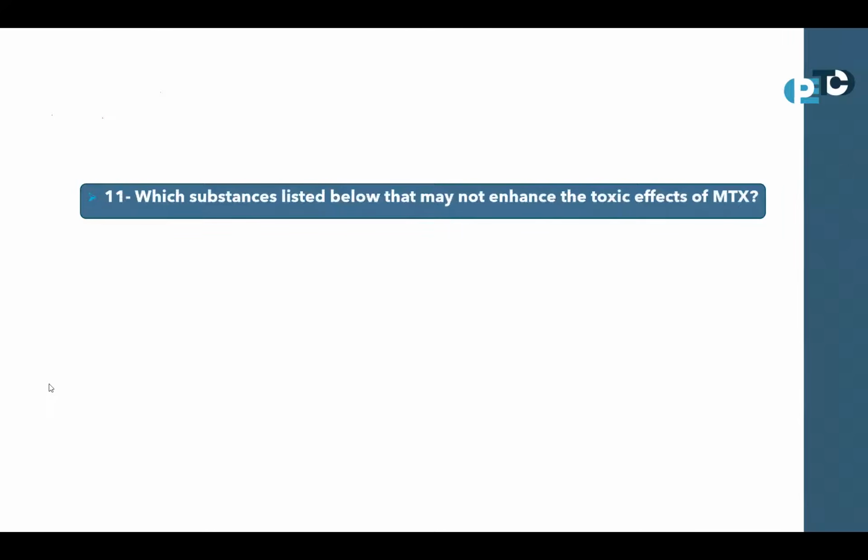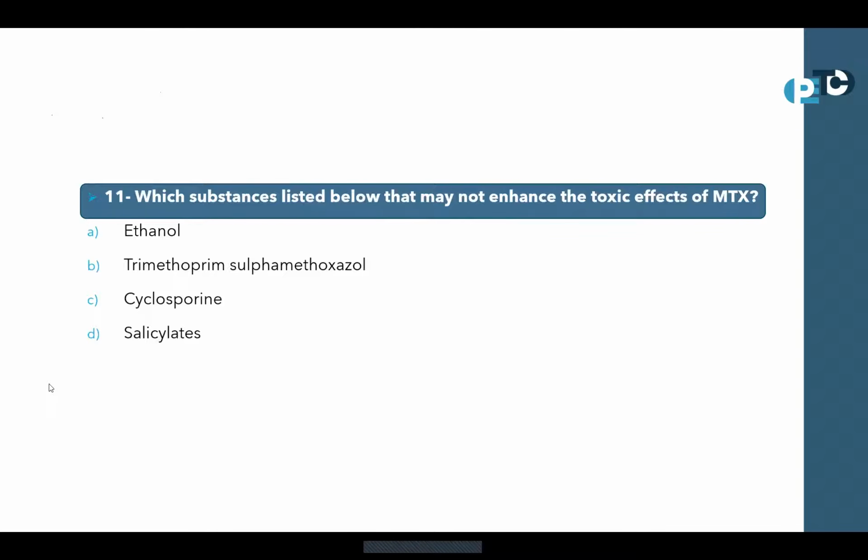Which of the substances listed below may not enhance the toxic effect of methotrexate? Okay, we are looking for which substance will not enhance the toxic effect of methotrexate. It is one of the questions repeated several times previously in the last exams. Ethanol, trimethoprim, cyclosporin, or salicylates. It is ethanol.